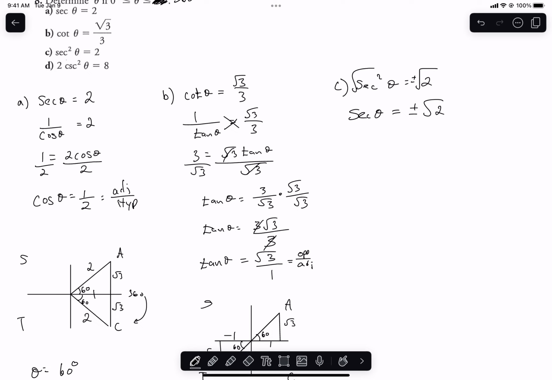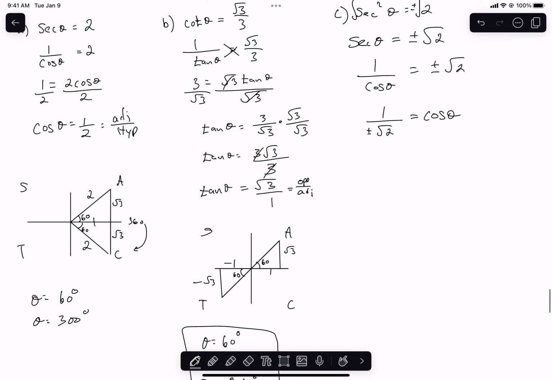And then I know that secant corresponds with cosine. So I get 1 over cos theta has to equal plus minus root 2. And if I solve for cosine theta, which is ultimately what I'm going to do, I should get that 1 over plus minus root 2 has to equal cosine theta. So not necessarily great because I need, well, 1 over root 2.